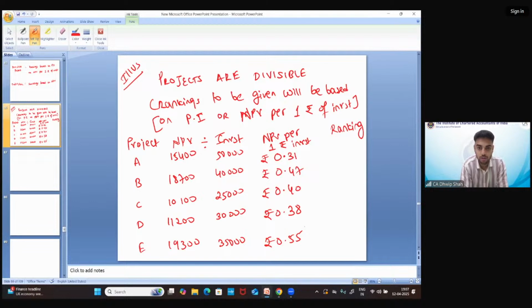Highest NPV per 1 rupee of investment. So project E is generating more. On investing 1 rupee, project E is generating 0.55. Highest. So my ranking would be 1. Then second best is project B. Then third best is project C. Fourth best is project D. And fifth best is project A. So these are your rankings. Means now we have to decide according to these rankings.